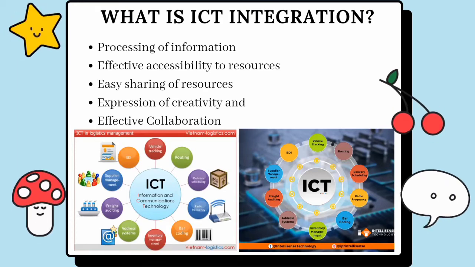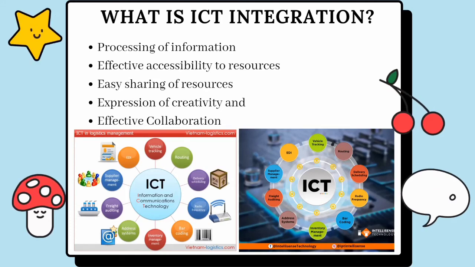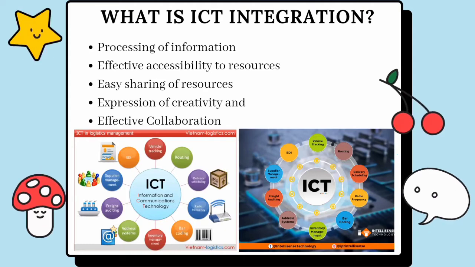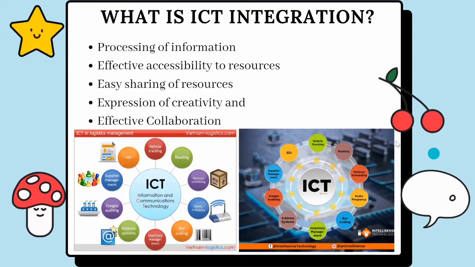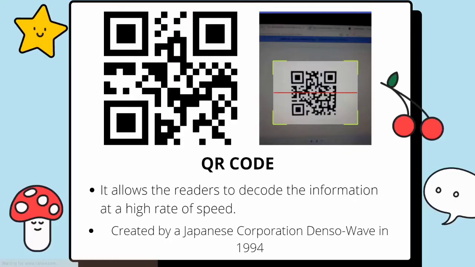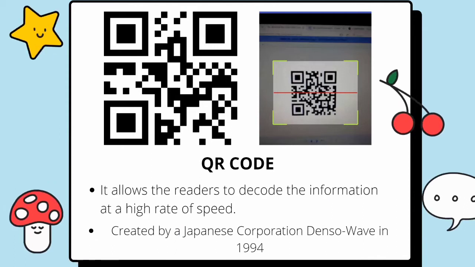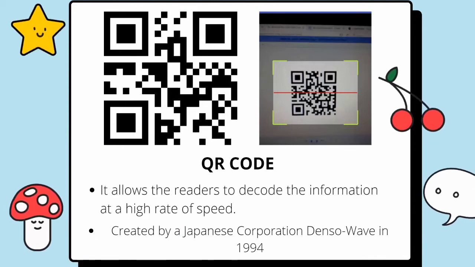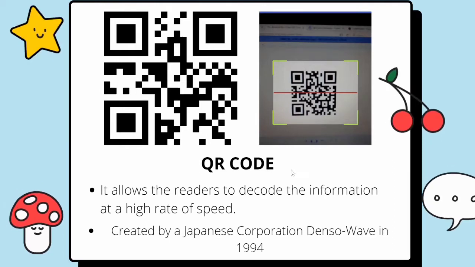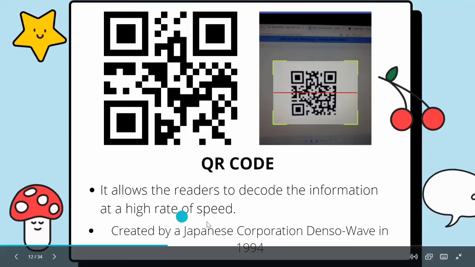Since ICT integration is a processing of information, here is an example of how we can read information at a quicker speed and in an interesting manner. So what is the example? This is a QR code. A QR code allows the readers to decode the information at a high rate of speed.